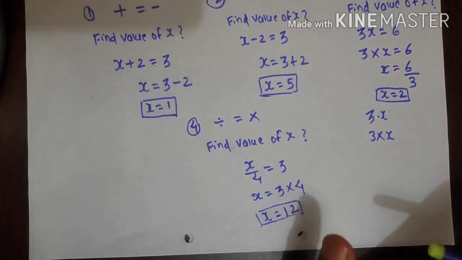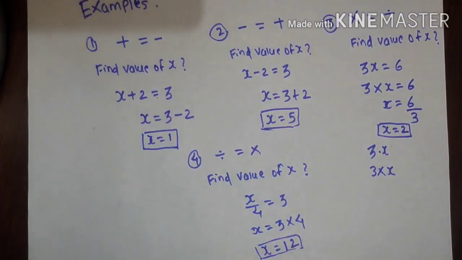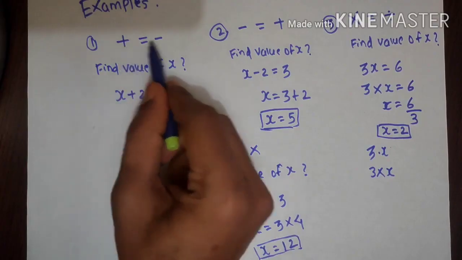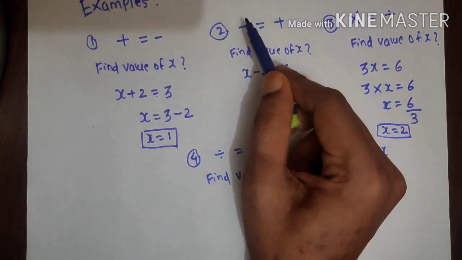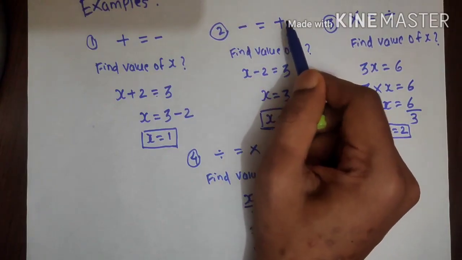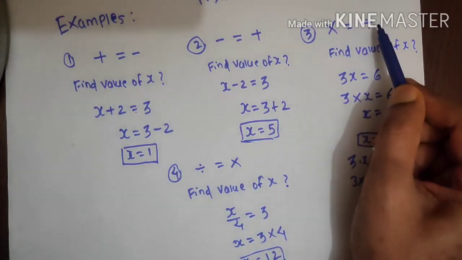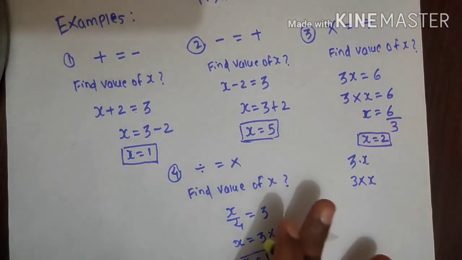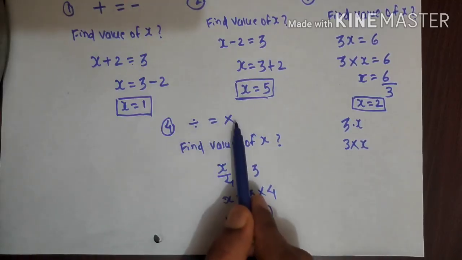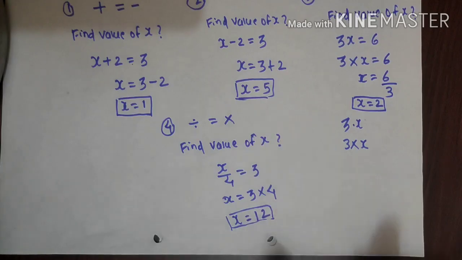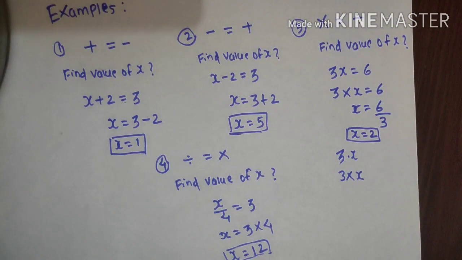So these are the simple 4 transposition rules. Just let's revise once again. When we move plus from left to the right, it becomes minus. Second rule is that when we move minus from one side to another side, it becomes plus. Third rule is that when we move multiplication from left side to the right side, it becomes division. And fourth rule is that when we move division from one side to the other side, it becomes multiplication. I hope you have understood the transposition rules and their examples.